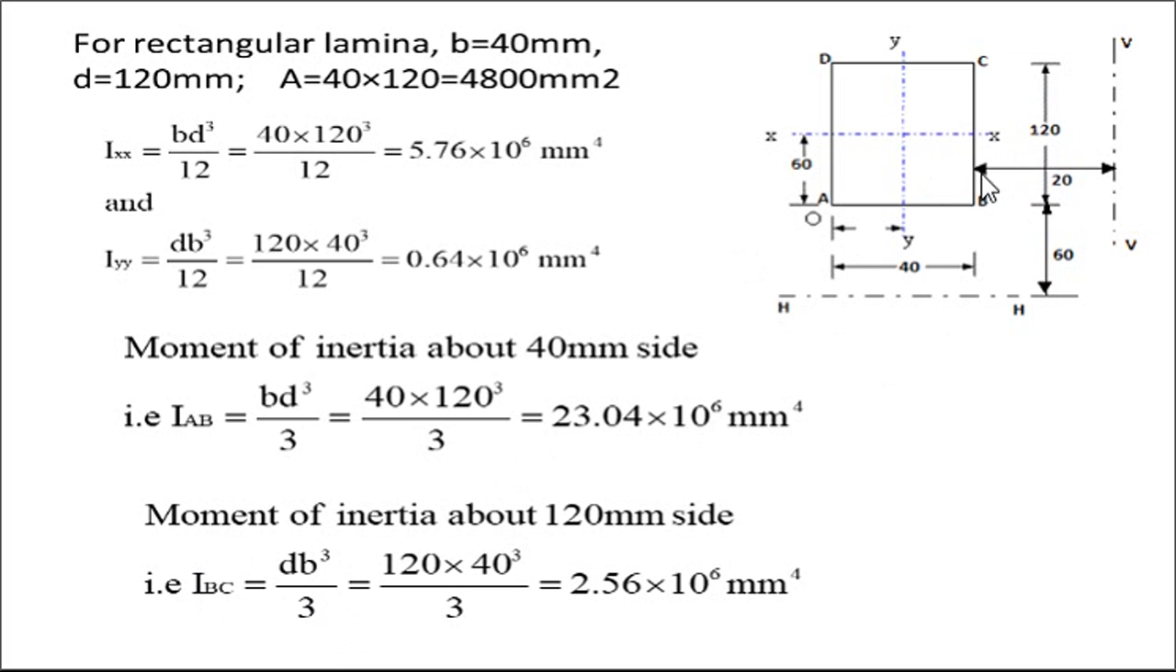So D is 120, B is say 40, cubed divided by 3. So we'll get the value 2.56 into 10 raised to 6 mm raised to 4. Are you getting this? Because we are taking the moment of inertia for different sections. First we have taken that about the centroidal axis in x and y. After that, at the edges, meaning the 40 mm side and the 120 mm side, we have determined the moment of inertia of this lamina.